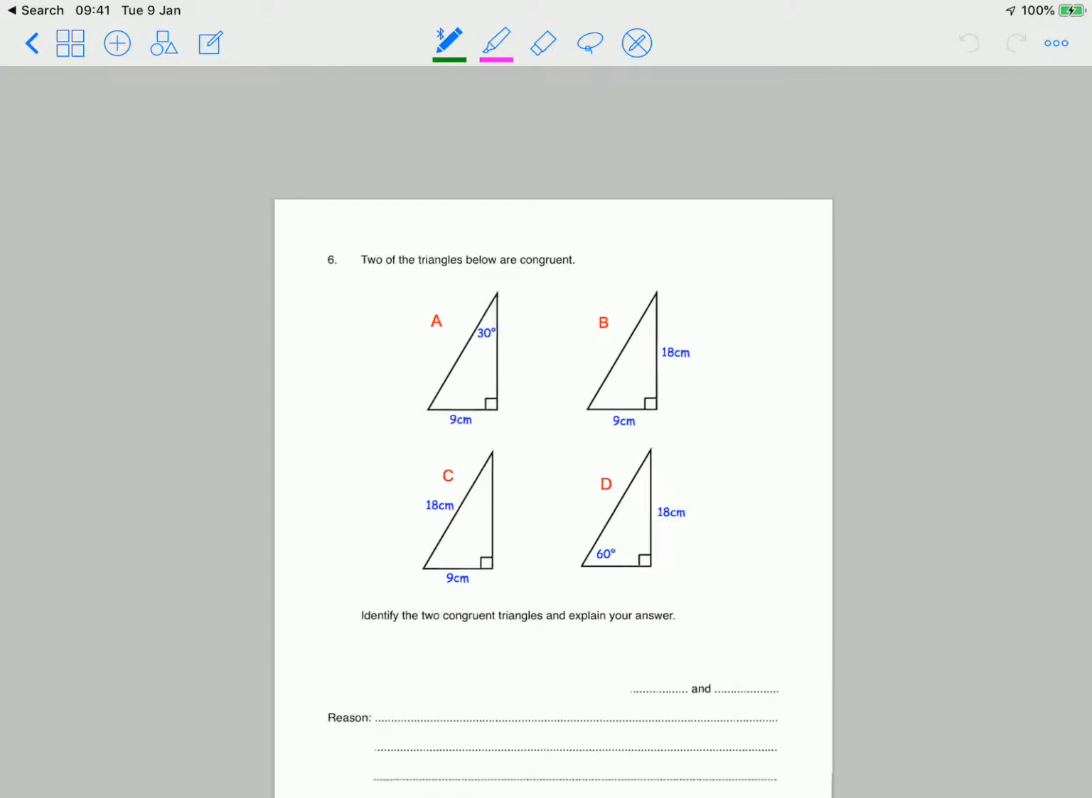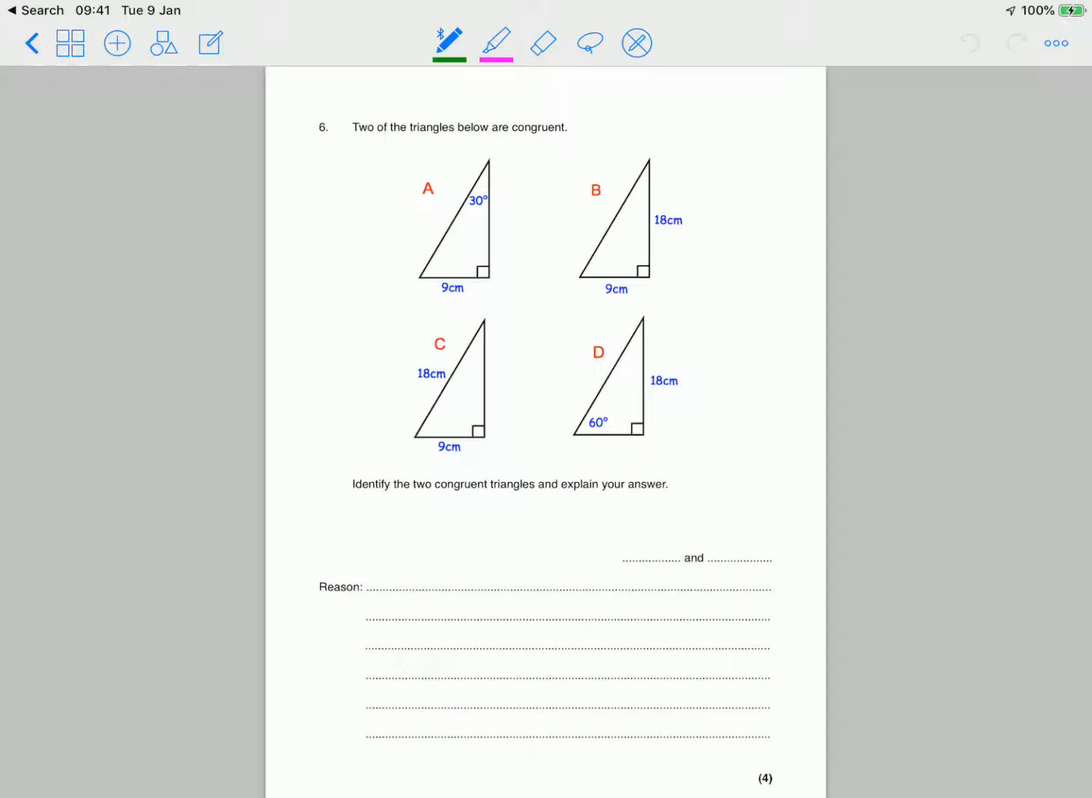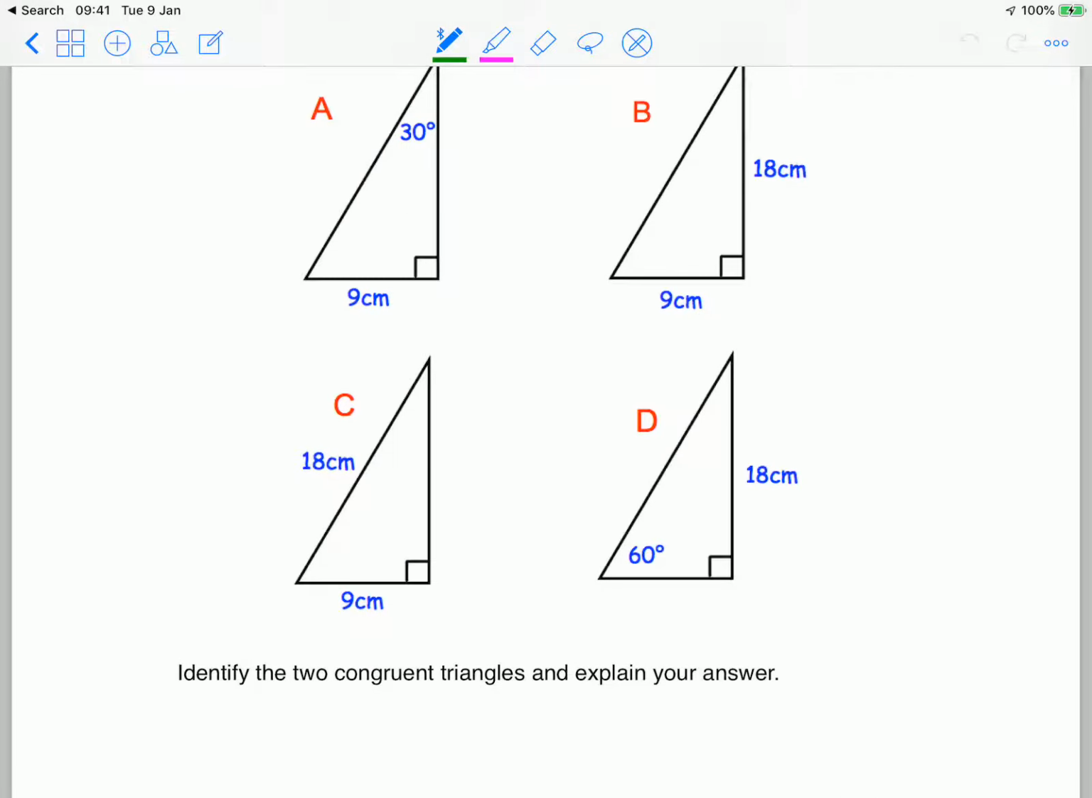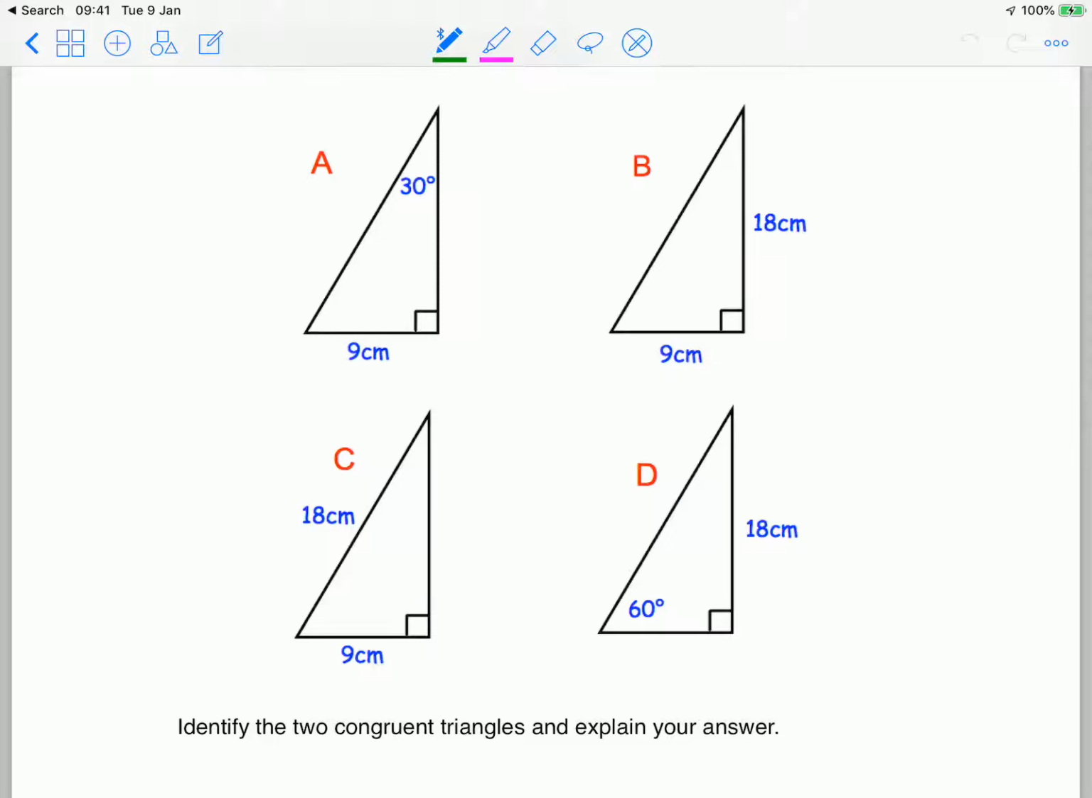Okay, so last question. Alright, so two of the triangles below are congruent. Identify the two congruent triangles and explain your answer. So we need some more details on each of these triangles. Some are easier to fill in than others. For example, I know this angle here must be 60 because we're looking at a 30 and 90 already, but it's not so easy to fill in the length of the other sides.